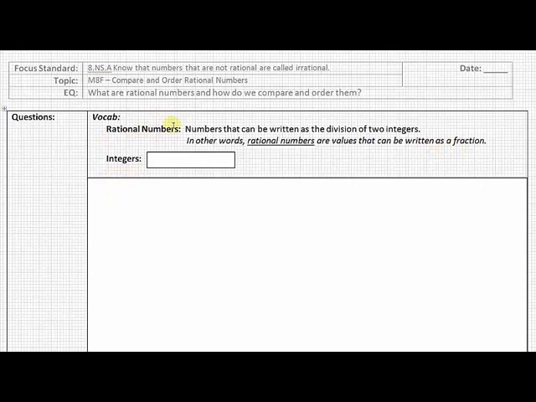Within this definition of rational numbers, we talk about integers, so I want to be sure to clear that up and make sure that we all realize that integers are all whole numbers. So today, we're going to be comparing and ordering numbers that can be written as a fraction, which is really the division of two integers.